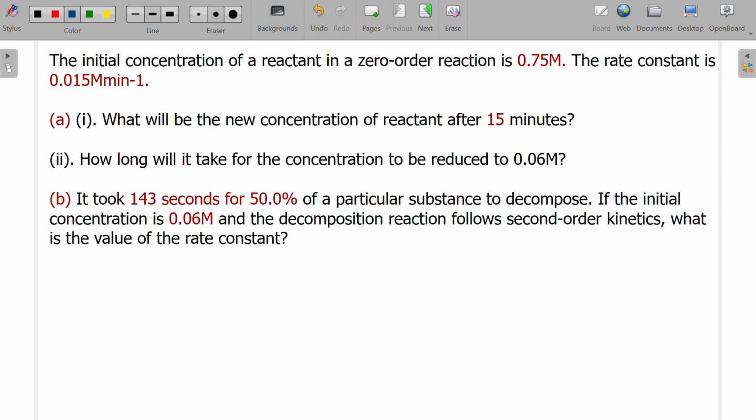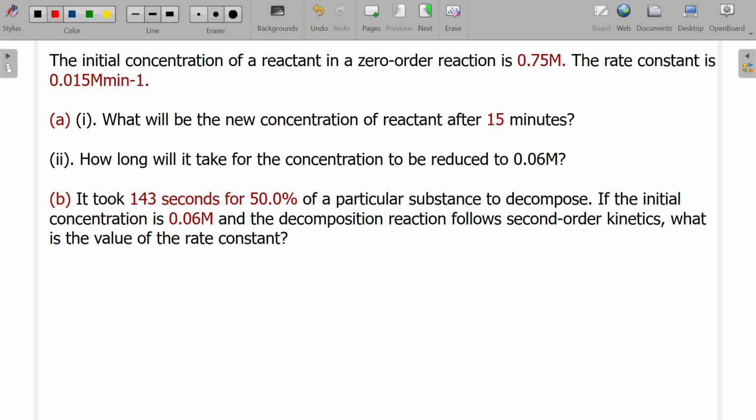0.06 molar. And then B is saying it took 143 seconds for 50% of a particular substance to decompose. If the initial concentration is 0.06 molar and the decomposition reaction follows second order kinetics, what is the value of the rate constant? So let's go ahead and solve the question.